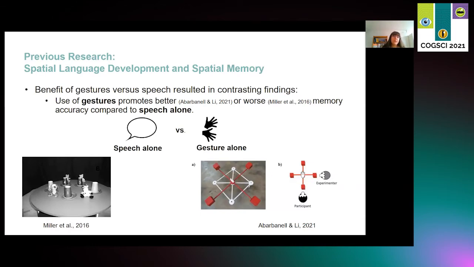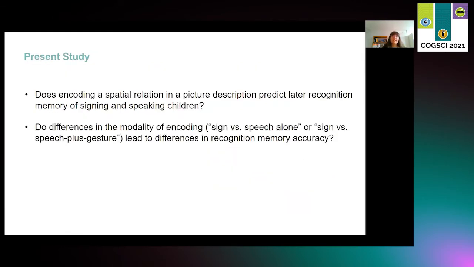Moreover, to our knowledge, no study so far focused on spoken languages by incorporating speech-gesture combinations, and no study so far compared sign and spoken languages. In fact, visual spatial languages may reveal important insights due to different acquisition trajectories. In the present study, we investigate whether encoding a spatial relation in a picture description predicts later recognition memory accuracy for signing and speaking children. Besides, we investigate whether differences in the modality of encoding lead to differences in recognition memory accuracy.